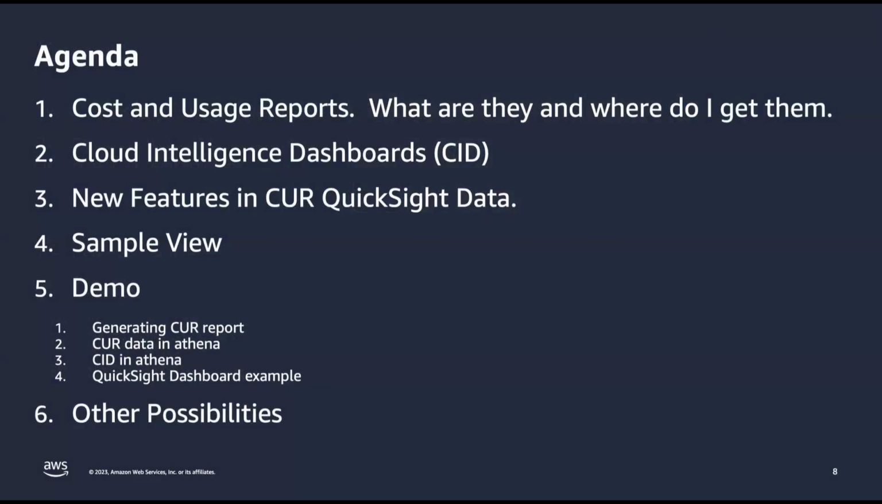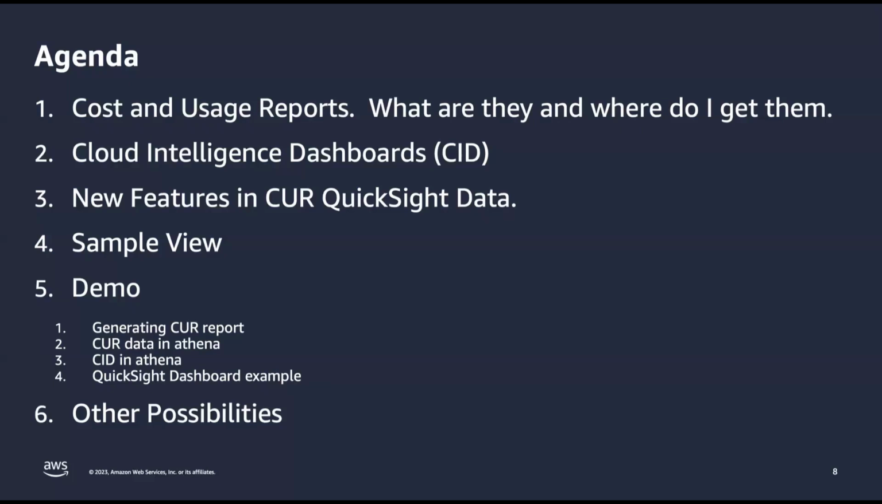So first, I'll talk about what the cost and usage reports are, where they are, and how to get them. Then we're going to talk about alternative methods for getting them, specifically the CID, the Cloud Intelligence Dashboard. Then we're going to look at these new features in this CUR data. There's new information specific to QuickSight that is very useful and exciting for managing your environment.